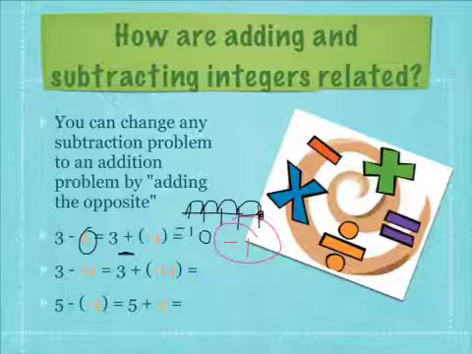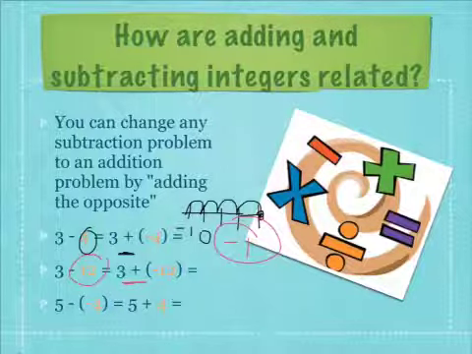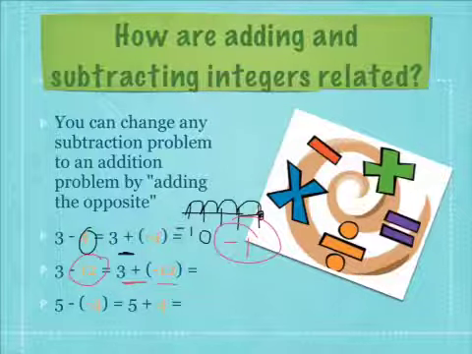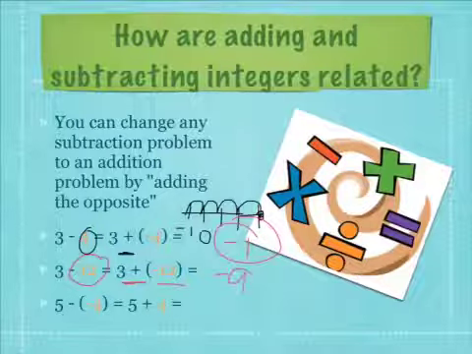3 minus 12. Again, we're going to turn it into an addition problem and take the opposite of this number. So the opposite of positive 12 is negative 12. So now we have 3 plus negative 12, which equals negative 9.